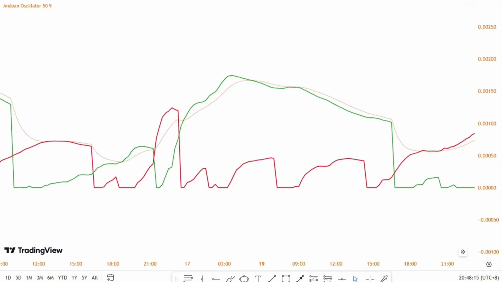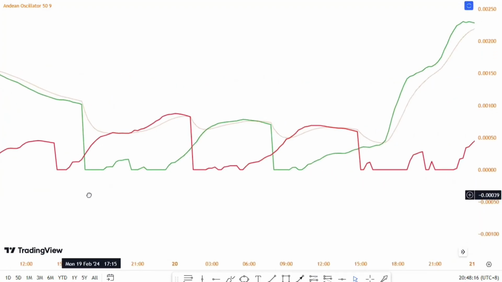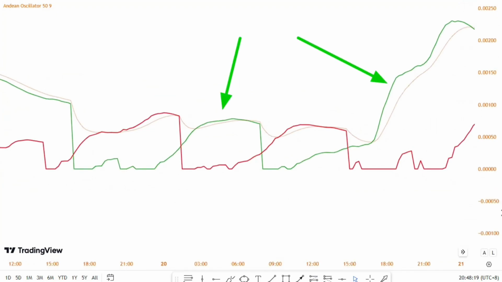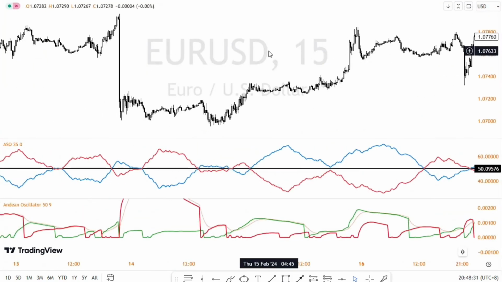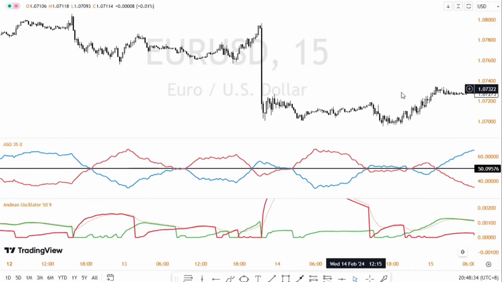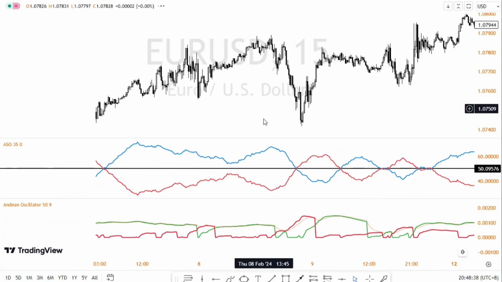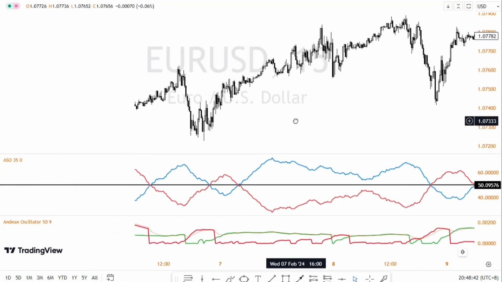Spot a bullish signal on the Andean Oscillator with the green line proudly leading the charge. That's your cue to dive into a long position, riding the wave of market optimism. And when bears come knocking, the red line takes the spotlight, signaling the perfect opportunity to go short and seize those profits. Now let's see just a part of 100 times back testing this strategy, followed by the results right after that.